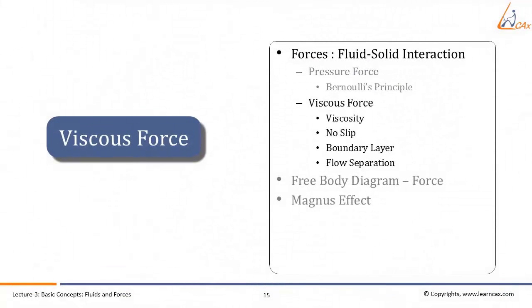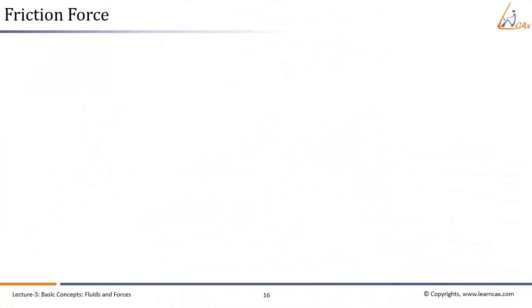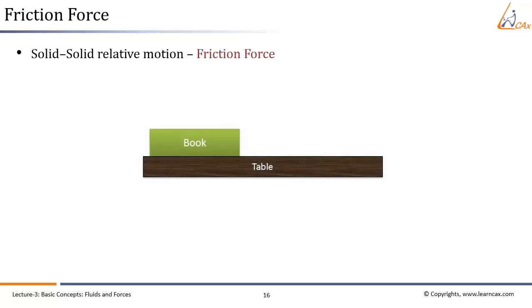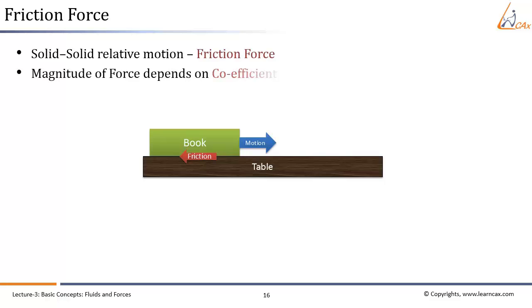Now we will move on to the viscous friction force. When two solid bodies in contact move relative to each other, a friction force develops at the contact surface in the direction opposite to motion. For example, when we try to move a book on the table or floor in one direction, we experience a friction force acting on the book in the opposing direction. And to make the book move, we need to apply a force that is large enough to overcome the friction force. The magnitude of the force needed to move the book depends on the friction coefficient between the book's bottom surface and the floor.